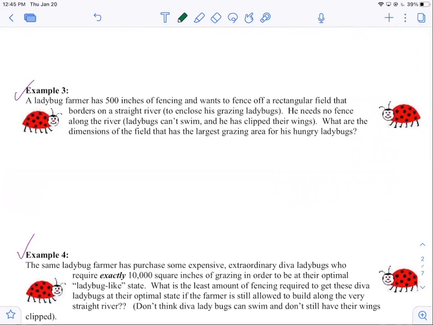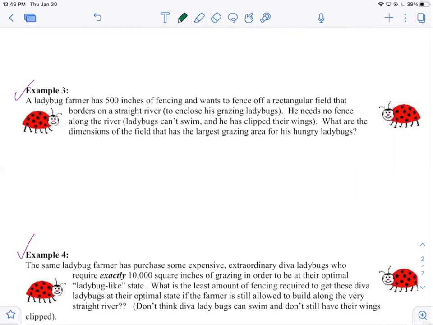This is where it gets fun. A ladybug farmer. Now, someone a couple years ago said, "Sir, I think you mean rancher." And I'm like, make your own problem. Okay. It's mine. A ladybug farmer has 500 inches of fencing that he wants to fence off in a field to make a rectangular pen. Now, the field borders on a straight river.